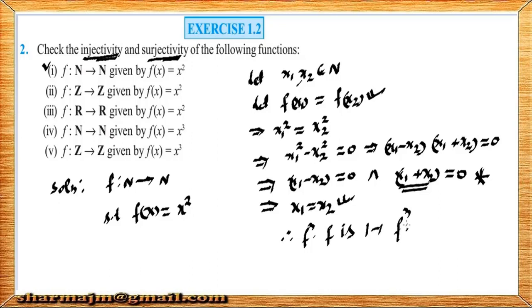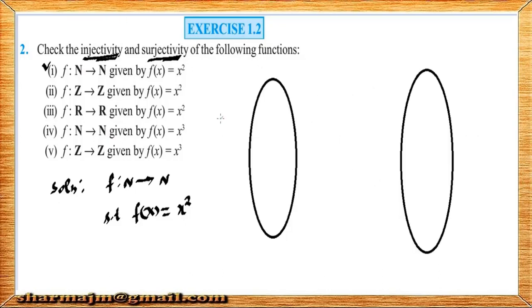Further you can see, if you take any natural number, its square will be unique. So this function is one-one. If you take 1, then 1 square is 1. Let us make the diagrammatic view of this. Now let f be a function from the set of natural numbers to natural numbers. So natural numbers are 1, 2, 3, 4, 5, 6 and so on up to infinity.